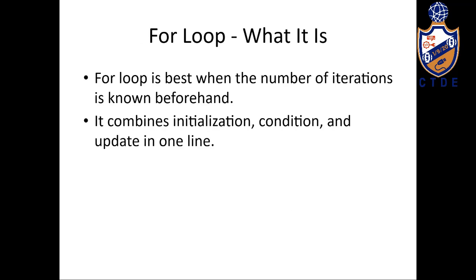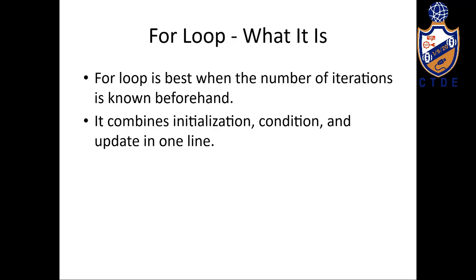You'll see. Now we have the for loop. The for loop is best when the number of iterations is known beforehand. That means we know how many times we want to repeat this block of code. For example, say you have 20 students in a class and you want to take in their names, then you want to say cin name 20 times. So you can use a for loop because you know exactly how many times it is going to run.